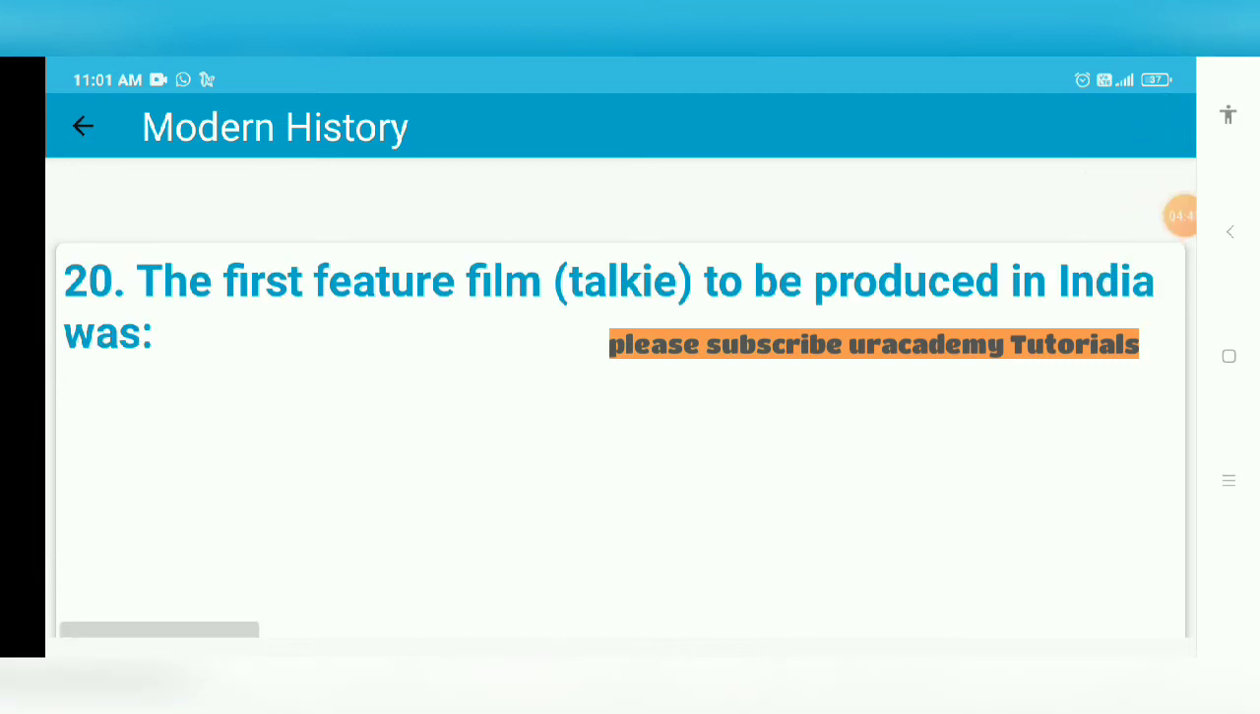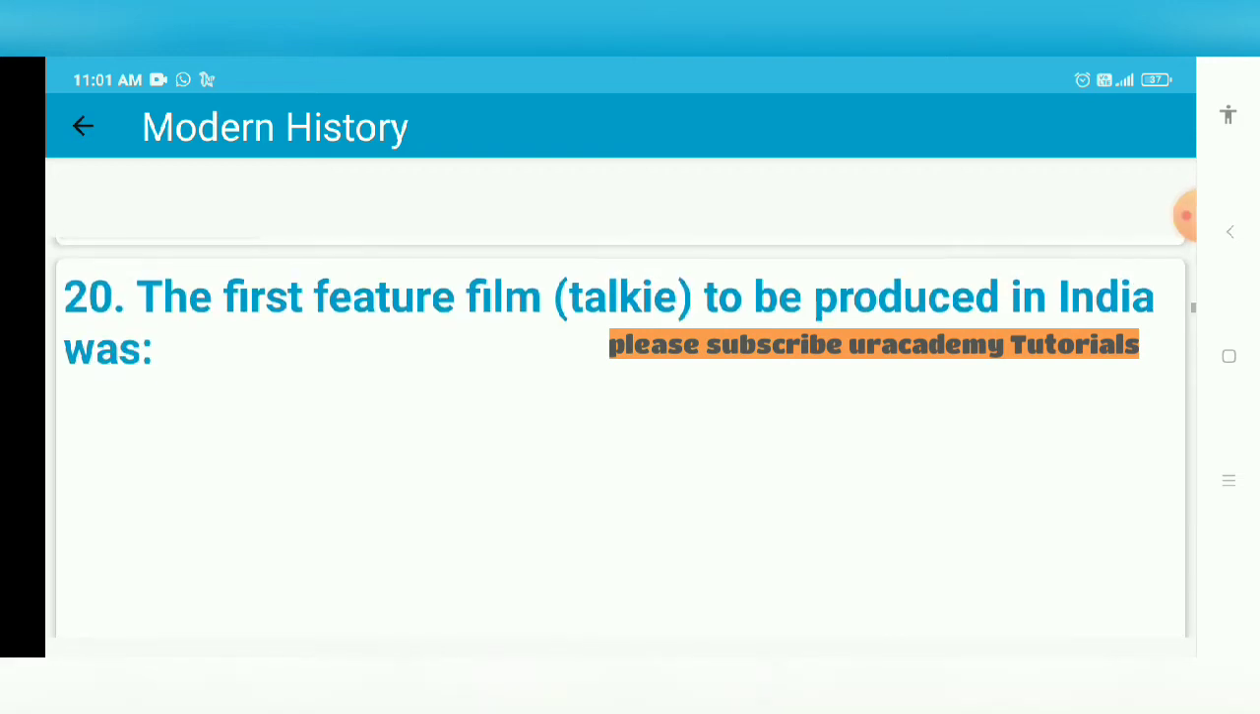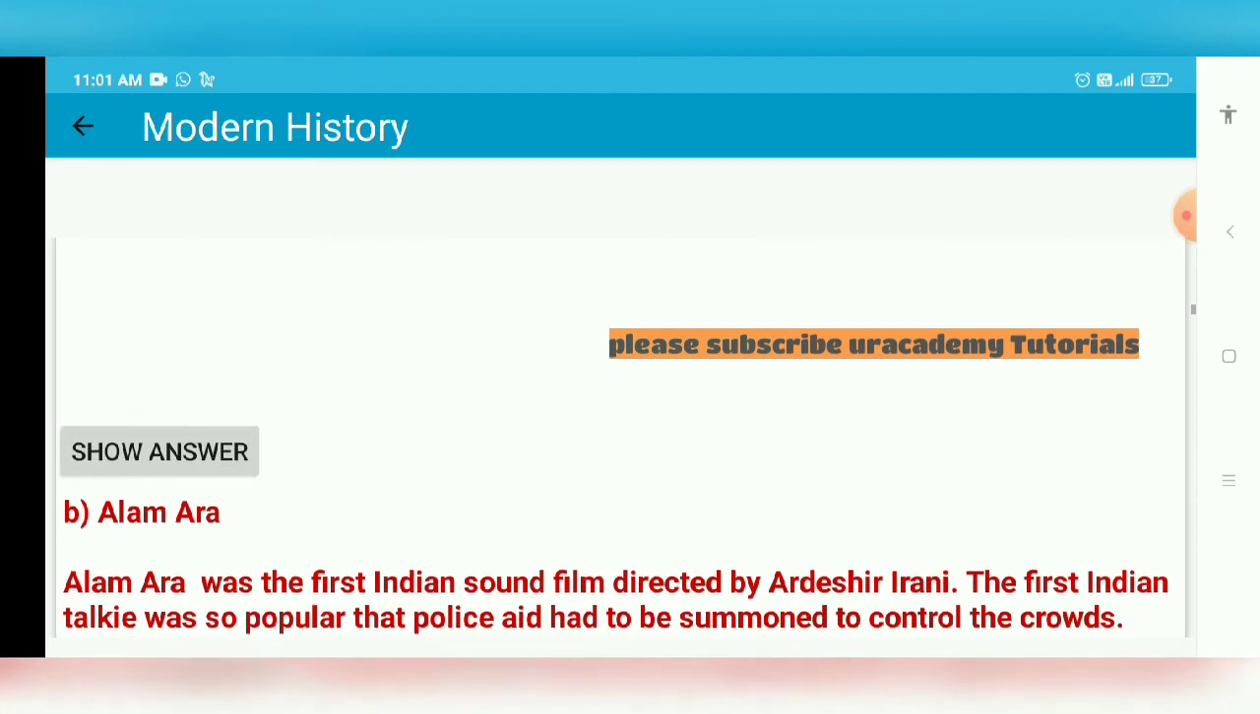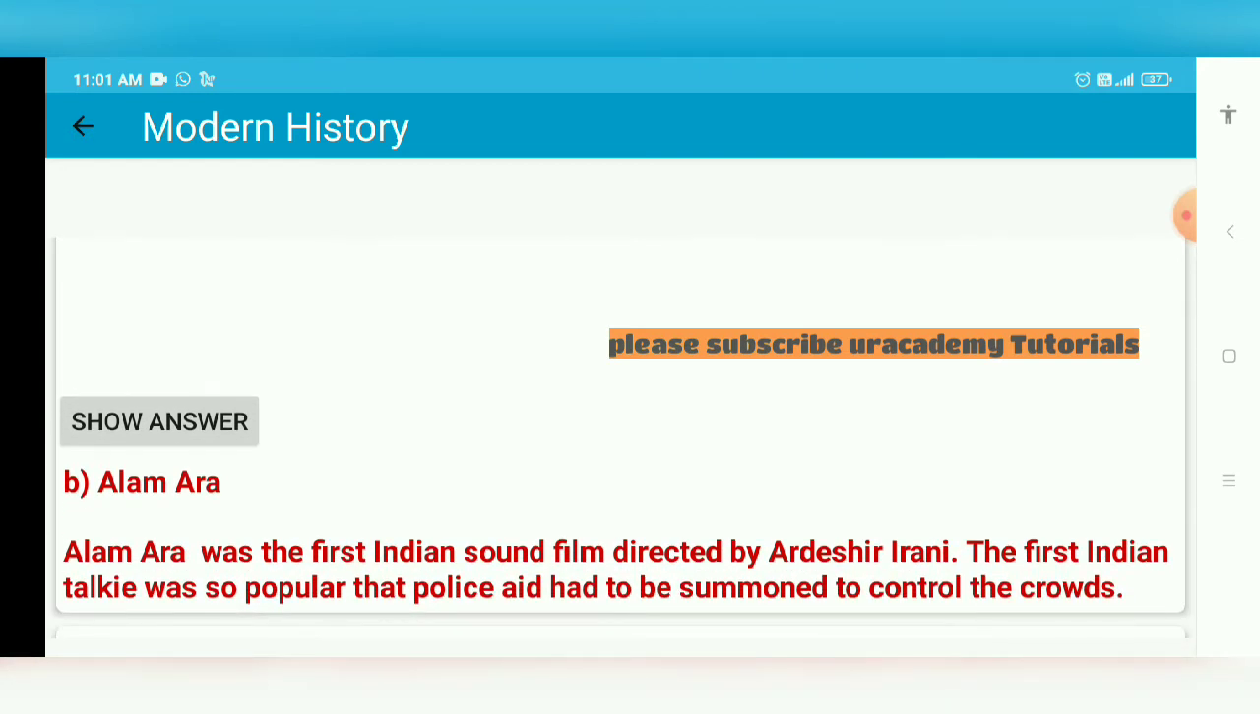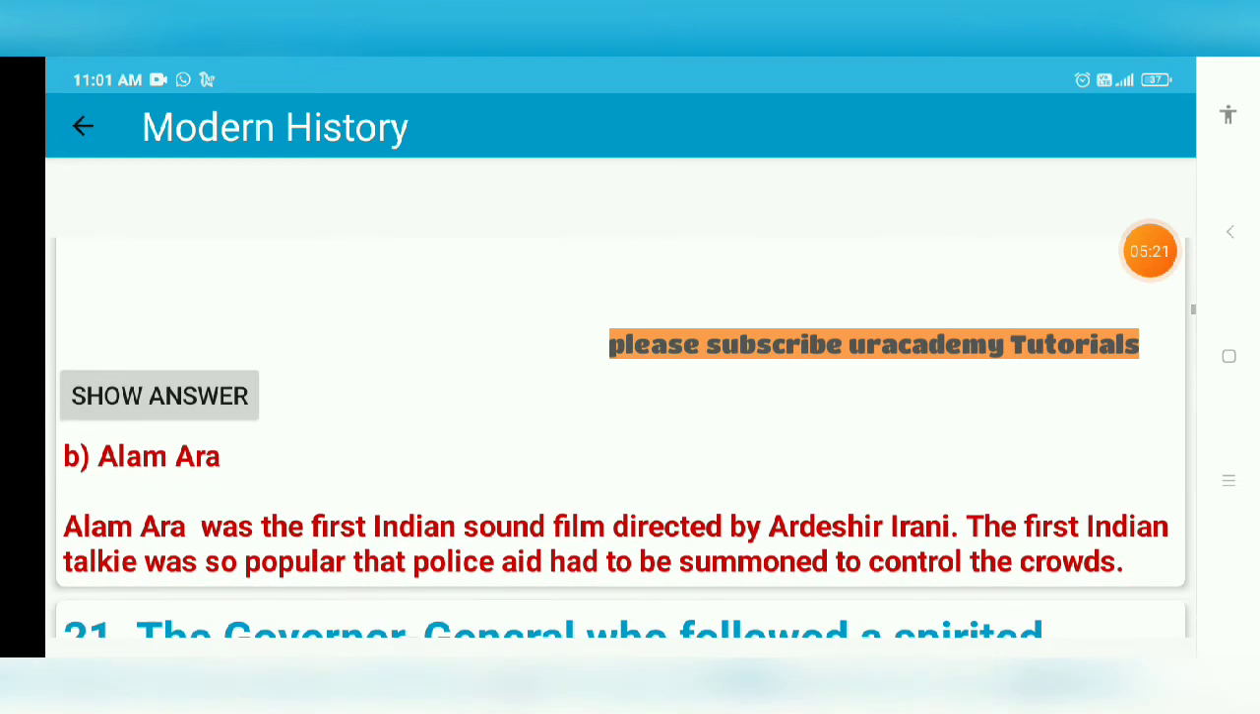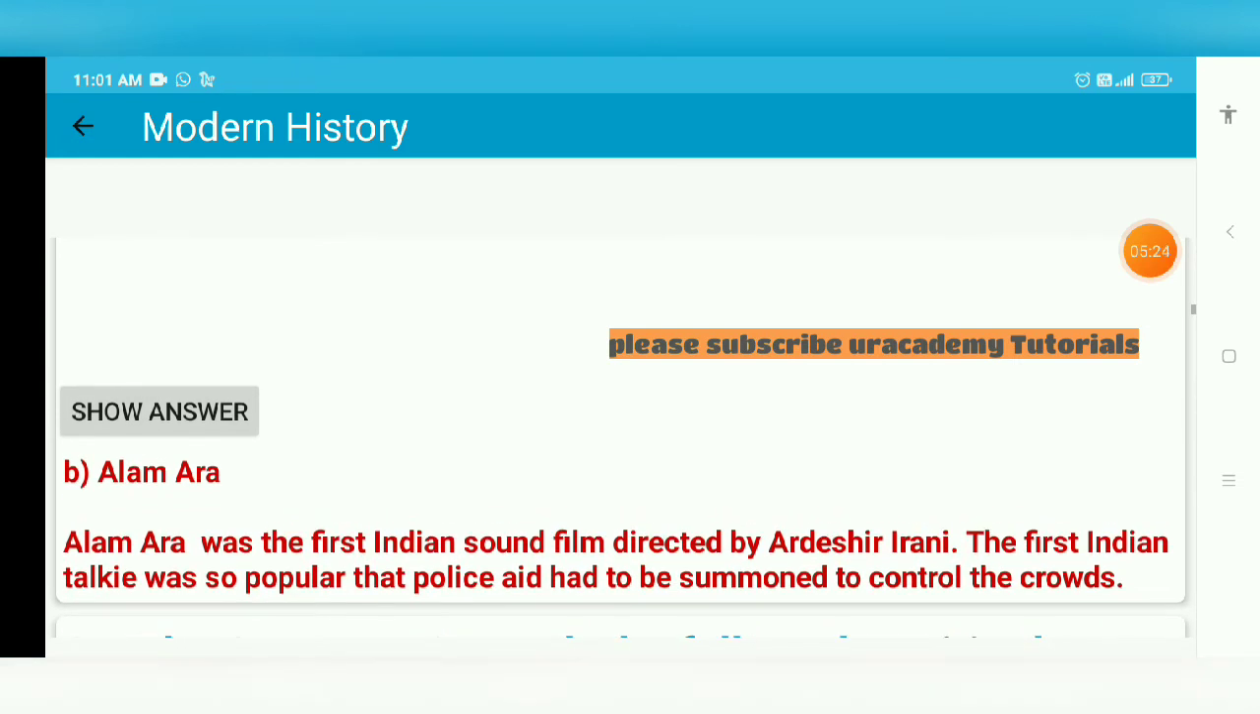The first talkie film produced in India: what was the name of the film? It was Alam Ara. Alam Ara was the first Indian sound film, directed by Ardeshir Irani. The Indian talkie was so popular that police had to be summoned to control the crowd. So we have to understand that the movie was so popular that police had to be brought in, and the movie name was Alam Ara. Ardeshir Irani was its director.